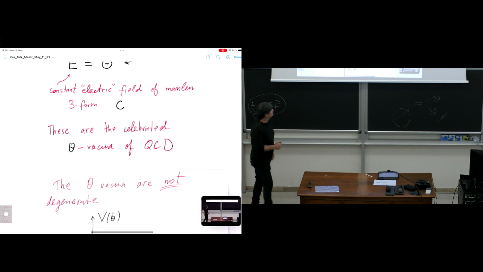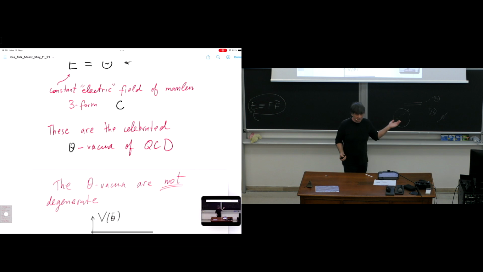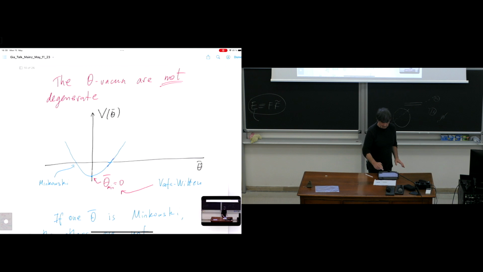Now, already from this discussion about the three-form, you can understand that these theta vacua are not degenerate. In other words, the energy of the vacuum depends on the theta parameter, okay? Now, this is, of course, in the standard language well known. It starts with the Vafa-Witten theorem, which shows that the global minimum is always at theta bar equals zero, okay? Global minimum among these different sectors of the theory.